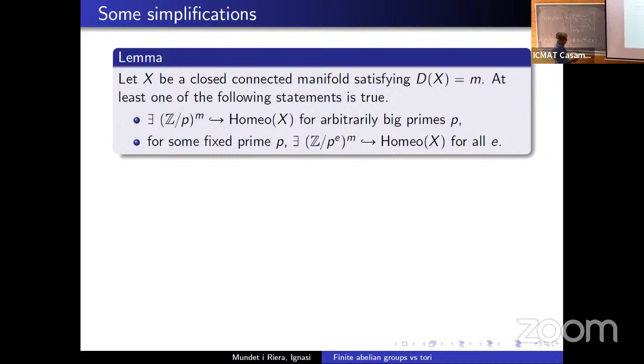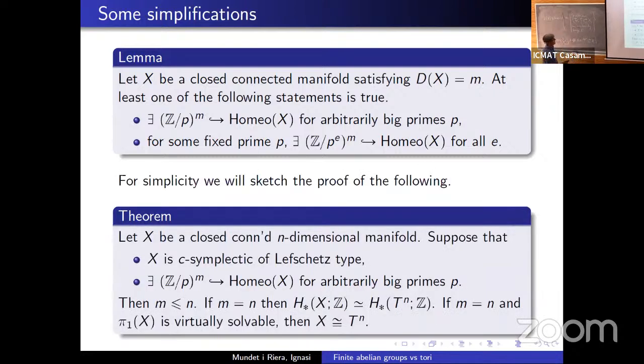Okay, so the theorem whose proof I'm going to sketch considers only the first possibility. For the second possibility, the proof of the theorem follows a similar strategy, but you need some extra ideas. So what I'm going to explain is the following result. Suppose that X, and I'm also only going to explain the case of C-symplectic manifolds of Lefschetz type.